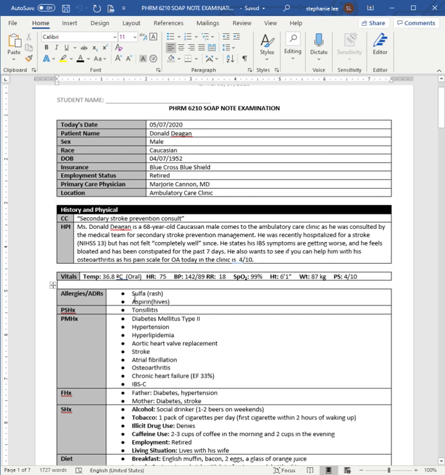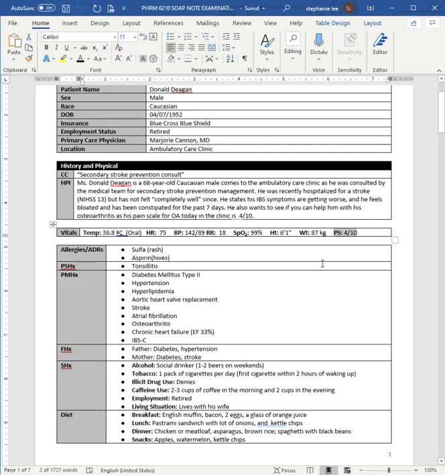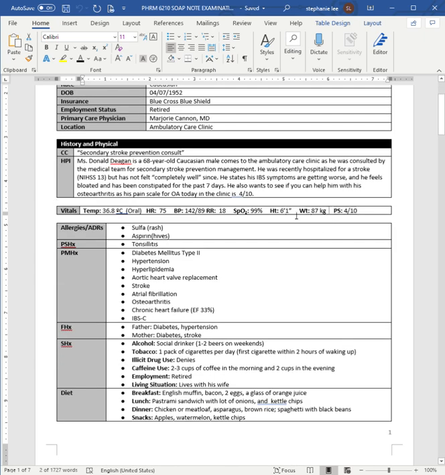Then I see the patient's vitals: temperature is normal, heart rate's a little low, BP is elevated. So the vitals are the next thing that I would put in for stroke prevention. The pain scale here will go into the OA box. And the patient's BMI, I normally wouldn't calculate right away. I would just leave myself a note and write BMI here, and then maybe creatinine clearance.